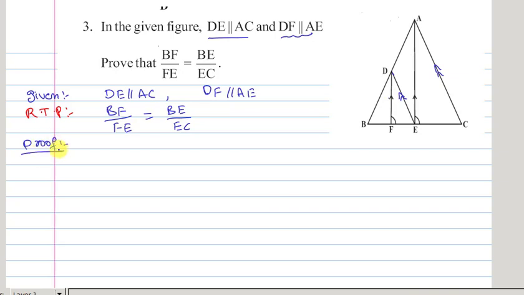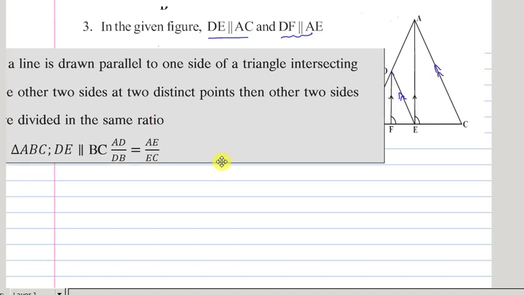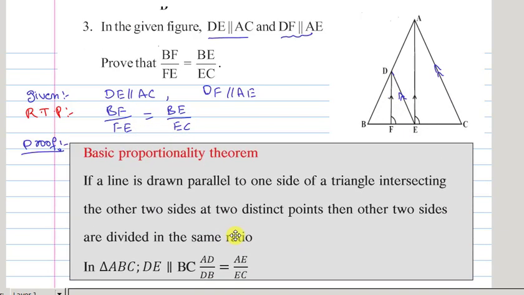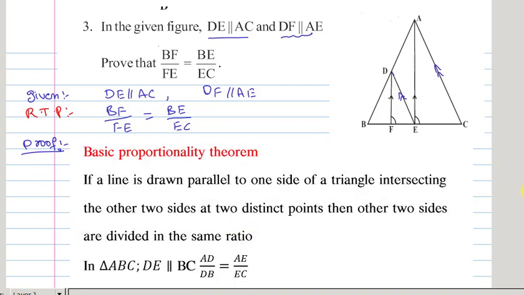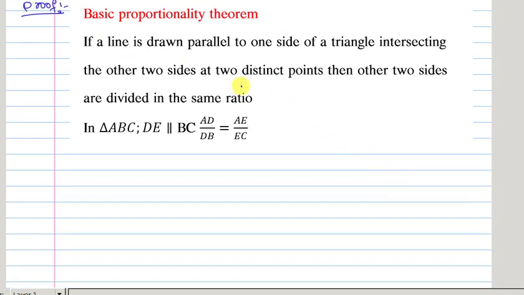To prove this one, we have to know an important theorem of similar triangles, that is the basic proportionality theorem. Let us look at the statement of the basic proportionality theorem, then afterwards let us come back to our problem. Let us see the basic proportionality theorem definition. What is the basic proportionality theorem?